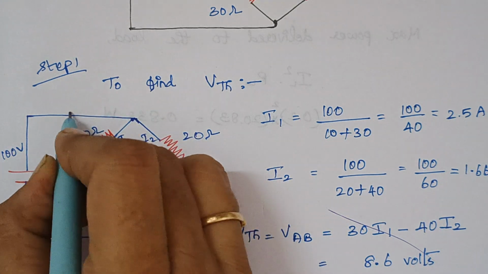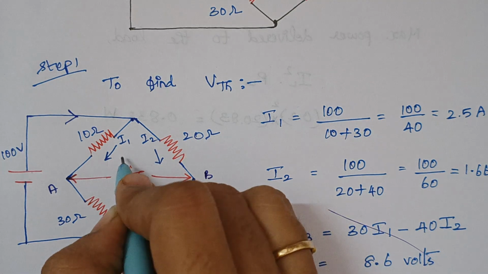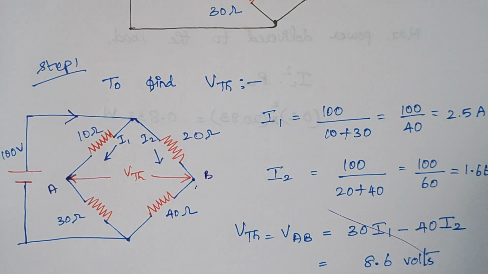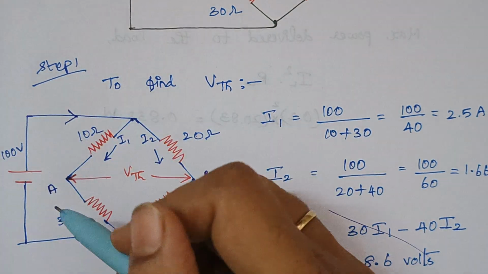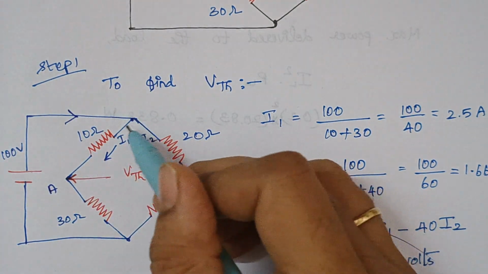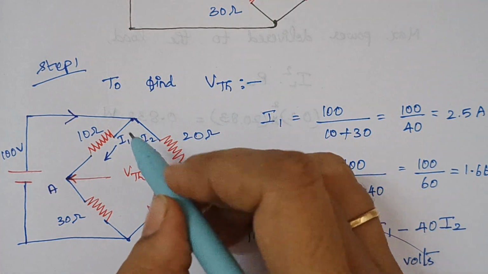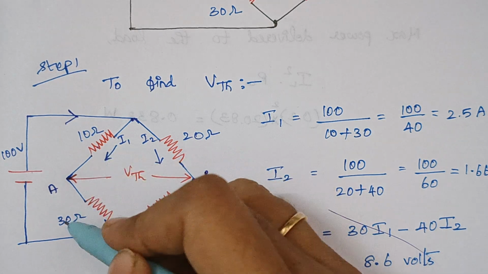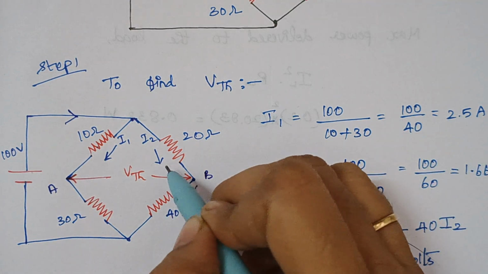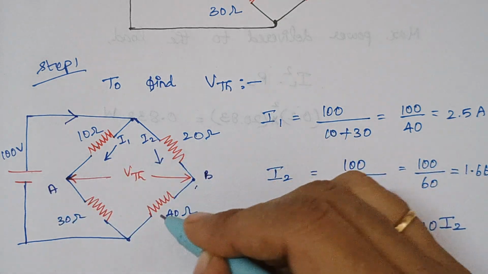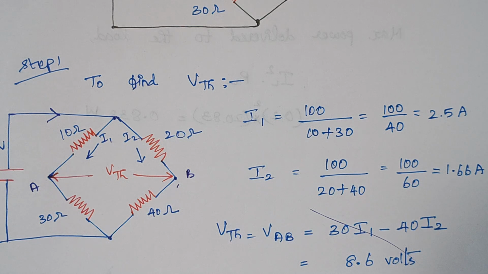Now, the current that flows from this 100 volt source at this node gets divided into two, I1 and I2. To calculate the currents I1 and I2, this 100 voltage is impressed across this path as well as this path. So here I1 is given by 100 divided by 10 plus 30, so that gives 2.5 amps. Similarly, I2 is given by 100 divided by 20 plus 40, so that gives 1.66 amps, right?